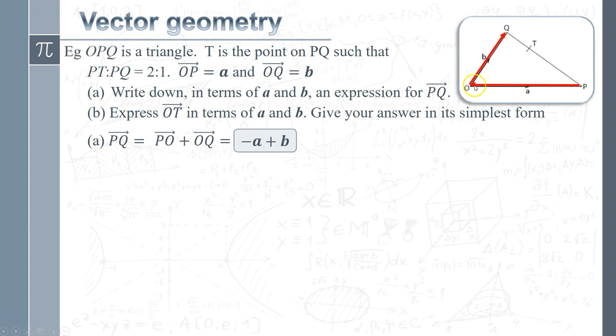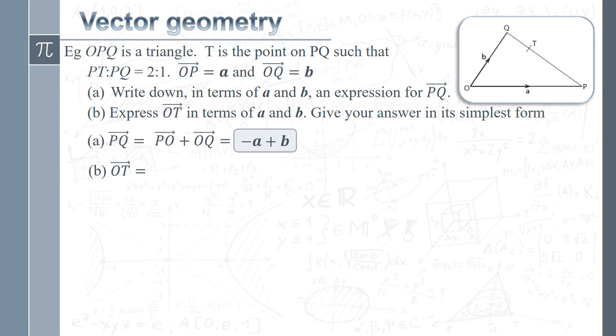Now let's have a look at the vector OT. It's going from O there to T there. So we need to start thinking about what fraction along PQ it is, and that gives us our ratio. If this is in the ratio 2 to 1, then this bit here has got to be 2/3, and that bit from T to Q has got to be 1/3. So just be a little bit careful. We're not talking about halves, because we've got a ratio of 2 to 1, we're talking about thirds. So here we go, OT.